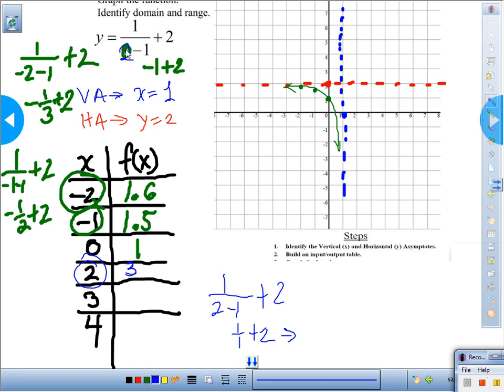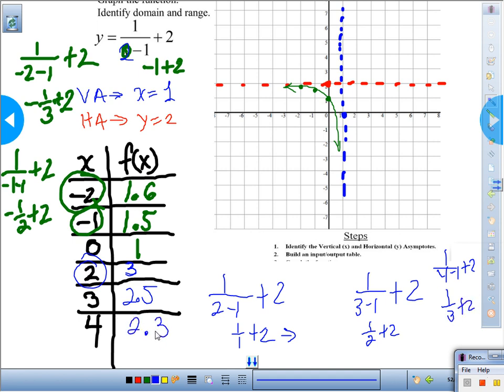Next, I'm going to substitute 3 now. 1 over 3 minus 1 plus 2. What is 3 minus 1? So it's 1/2 plus 2. So that is 2.5. The last one, we got 1 over 4 minus 1 plus 2. What is 4 minus 1? 1/3 plus 2, 2.3.